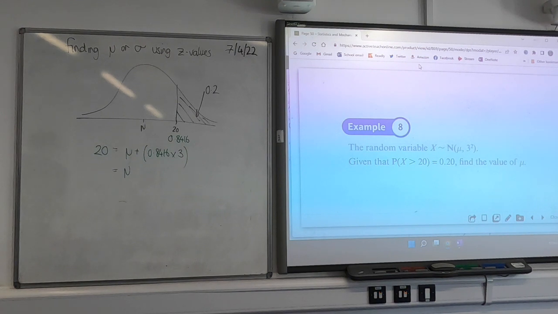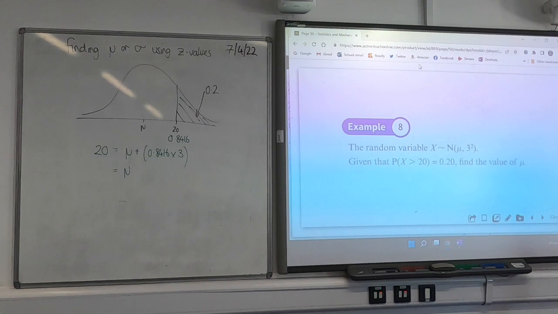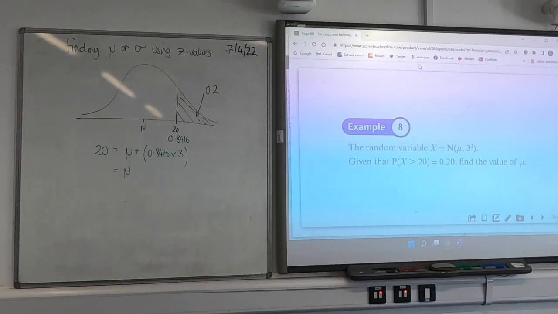Are you ready for the non-calculator bit? Quite a lot going on there. So both sides. Don't worry if you don't finish, just get as far as you can.